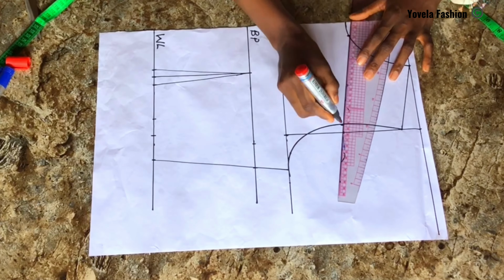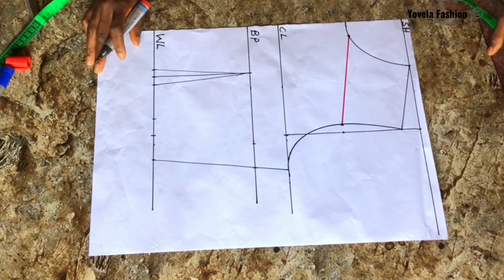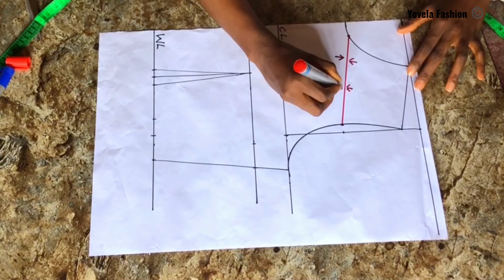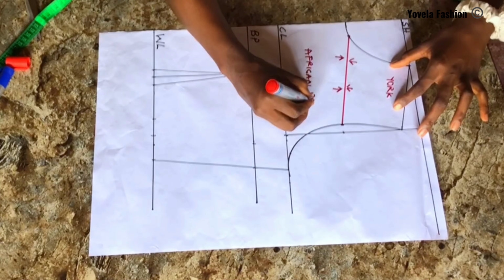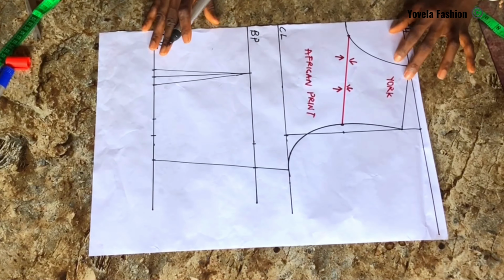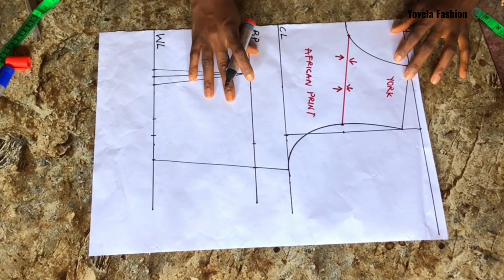I will be adding allowance when I'm cutting this part, and this is going to be my yoke, and this is going to be my African print fabric. So technically this is all we need to adjust for this top part of the dress. I'm going to go ahead and cut this out.